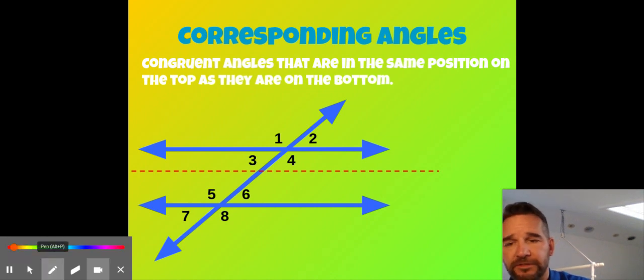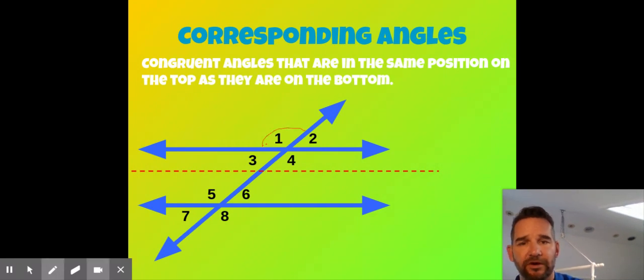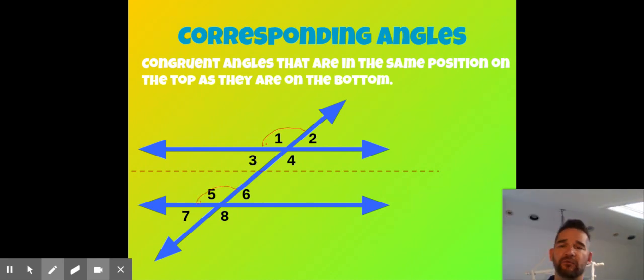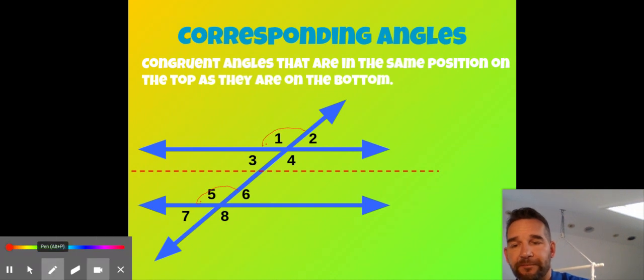If someone was to ask me to describe where I see angle 1, I would tell them angle 1 is in the top left corner of these angles. Well, if I was to look at the bottom, angle 5 is also in the top left of those bottom set of angles. So we say that angle 1 and angle 5 are corresponding because they're in the exact same position.